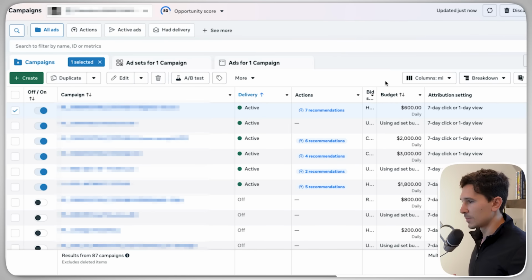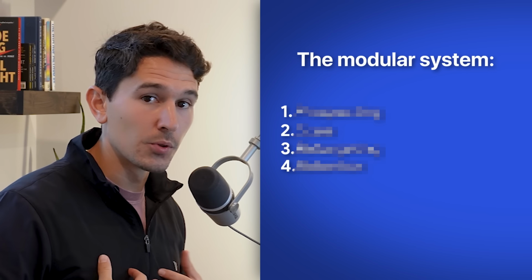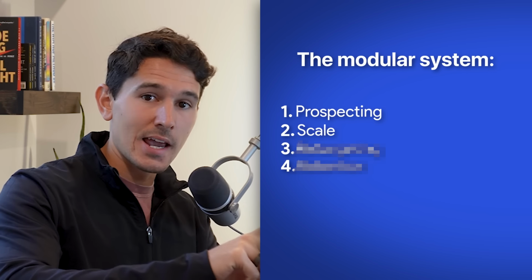So when you're inside your Facebook account, your account might look bigger and bigger and bigger over time. Now over here at the Moonlighters, what we like to do is run a 4-step modular system with prospecting, scale, retargeting, and retention. Now, whether you're doing that or not, as long as you're running a CBO campaign, this strategy, this tactic is going to make a big difference for you.